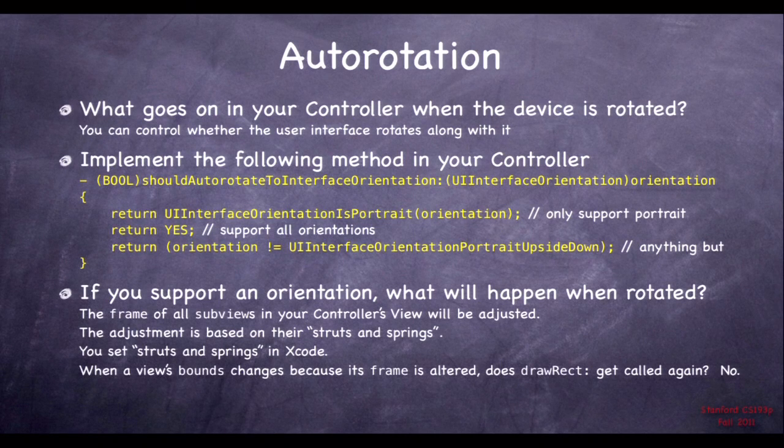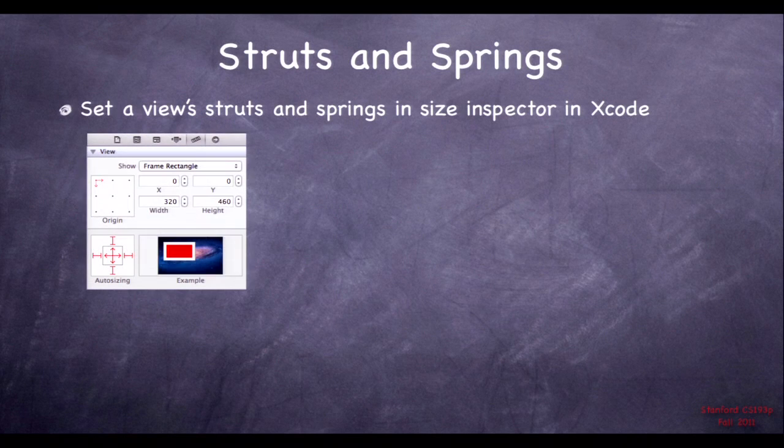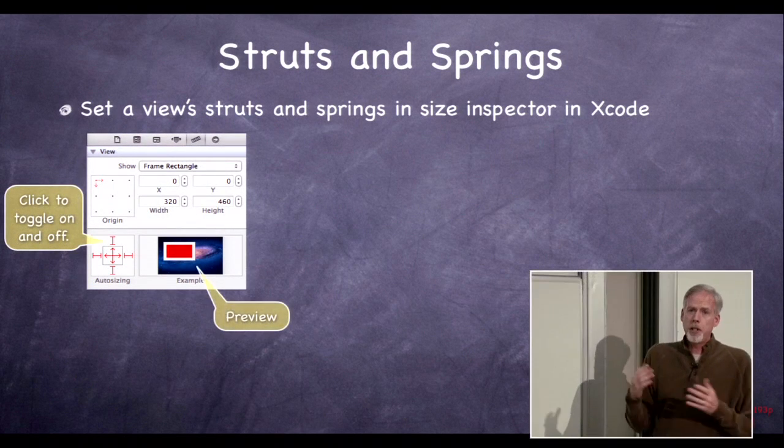One thing to notice, and we're going to talk about this in a couple of slides, is when the view's bounds change in this way, when it gets moved around, the struts and springs decide where it's going to be put. Your drawRect does not by default get called again. We'll talk about how your view gets redisplayed once it's changed its size, but your drawRect by default does not get called. We'll talk about that.